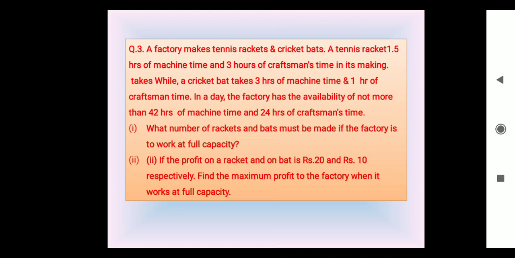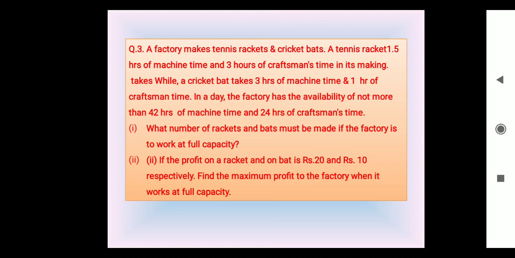Here this is a question of manufacturing. A factory is manufacturing tennis rackets and cricket bats. It takes 1.5 hours on machine time for making a tennis racket, and the same tennis racket takes 3 hours of craftsman time in making, and a cricket bat takes 3 hours on machine time and 1 hour of craftsman time in making.